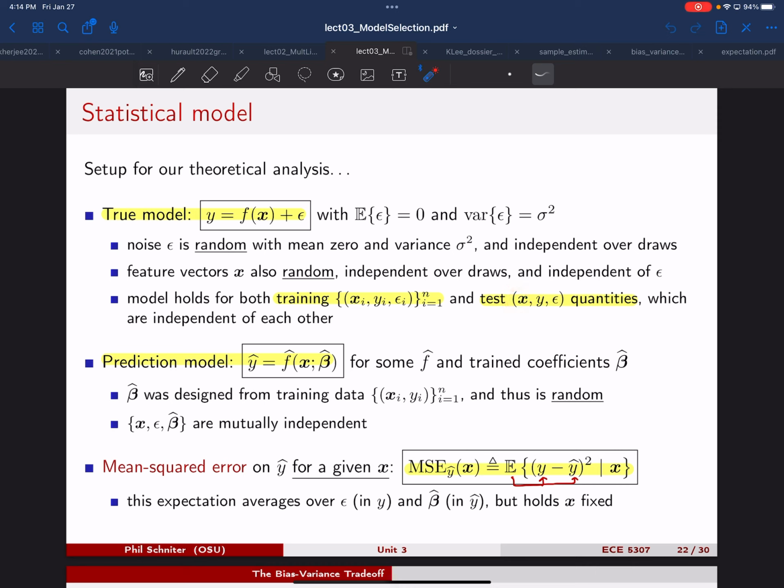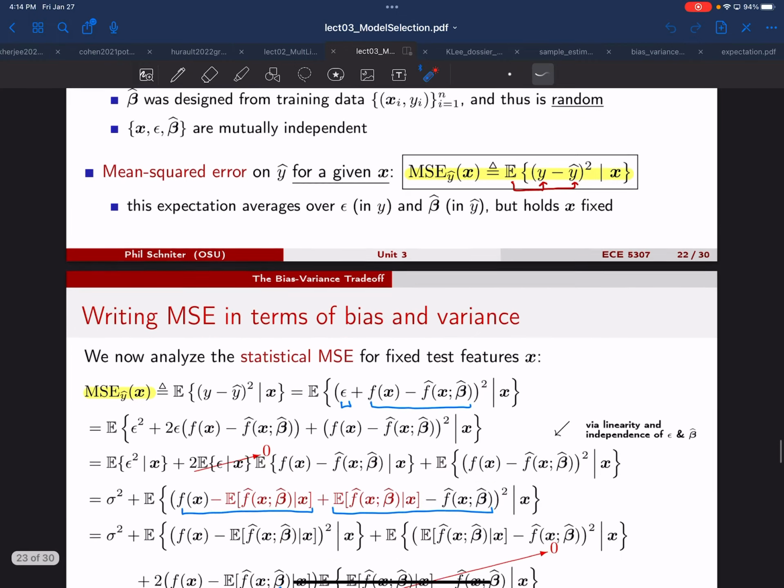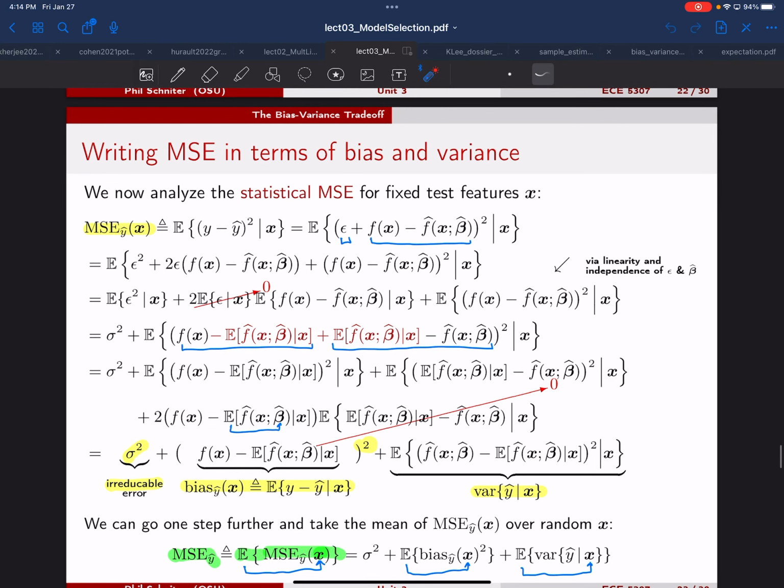Any questions about the model? Everybody good with this? Okay.